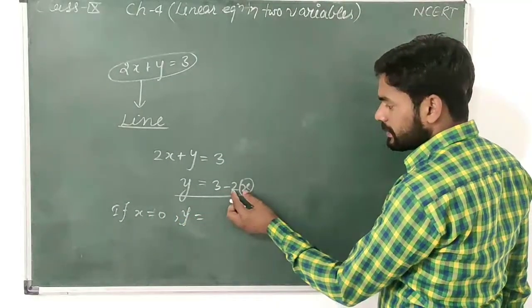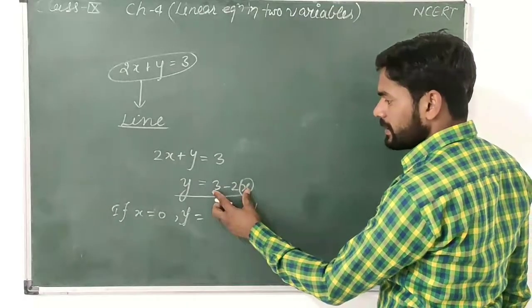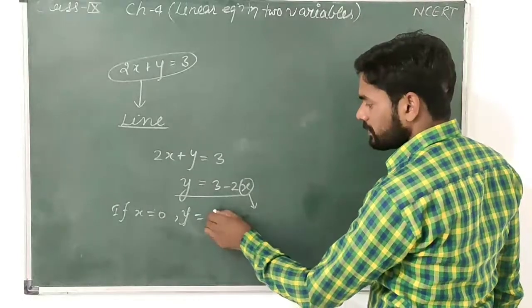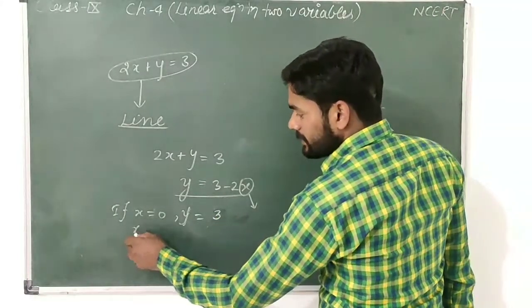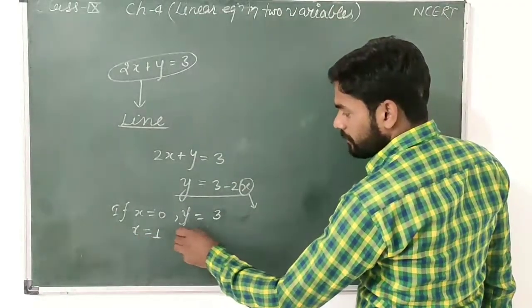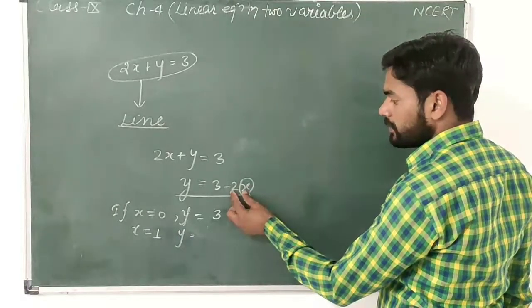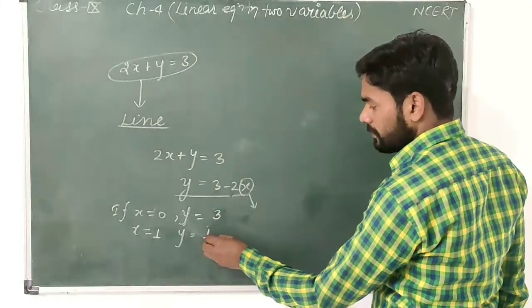3 minus 2 into 0, 0. 3 minus 0 is 3. Y is equal to 3. If I consider x is equal to 1, then y is equal to 3 minus 2 into 1. 2 into 1 is 2. 3 minus 2 is 1.